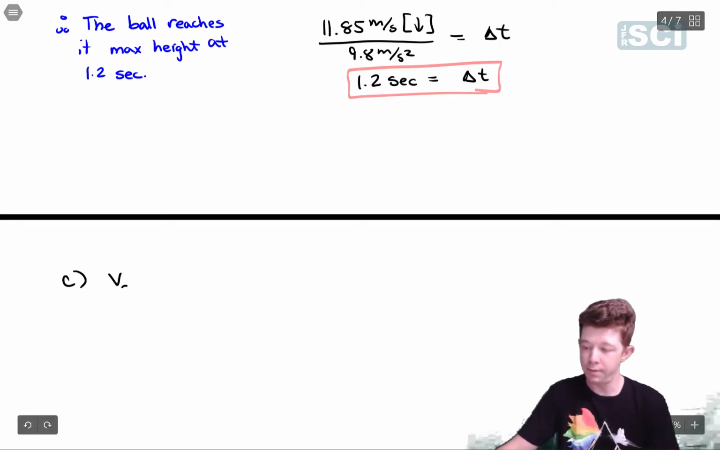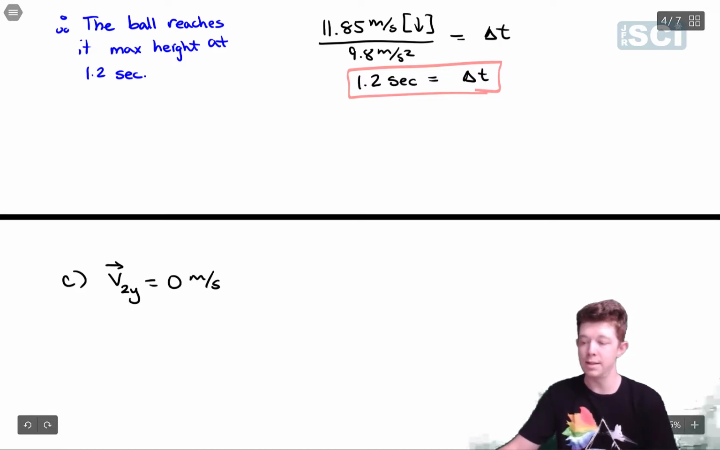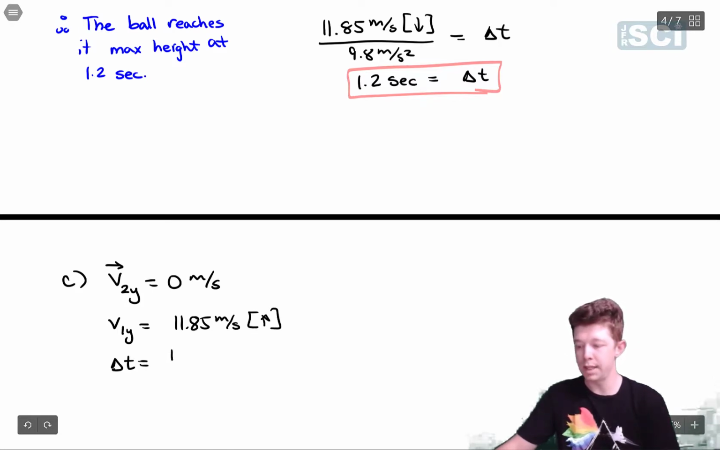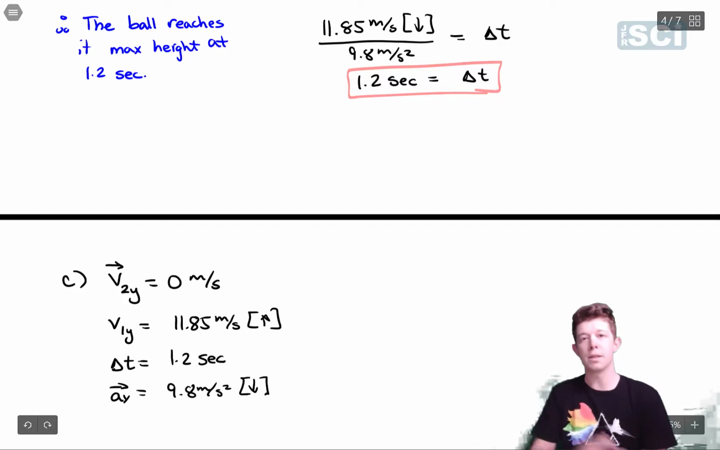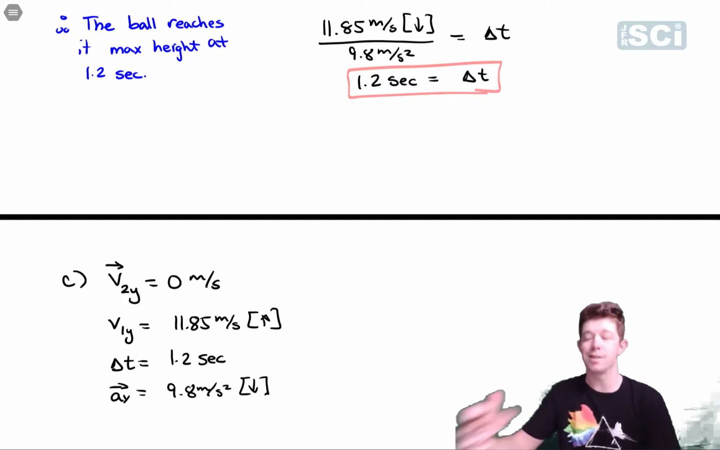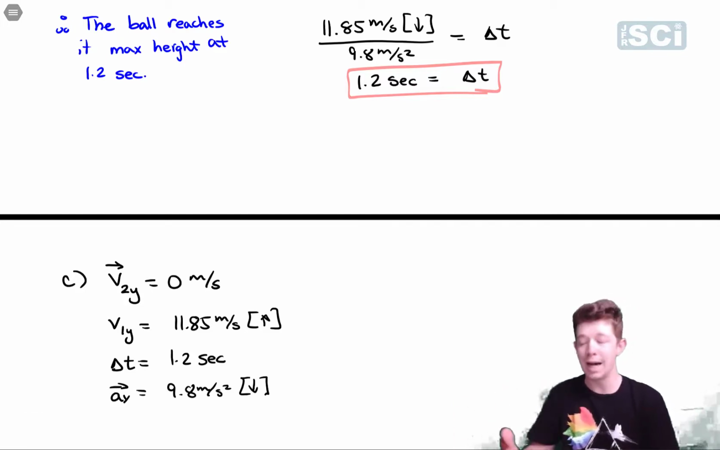So I can say, okay, fine. The velocity at the maximum height is 0. The initial velocity for this object was 11.85 meters per second, and it was upwards. The time it took to get to its maximum height was 1.2 seconds. And the acceleration in the y direction is 9.8 meters per second squared downwards. I'm going to use everything in the vertical because I'm asked about how high does it reach. What is its maximum height?